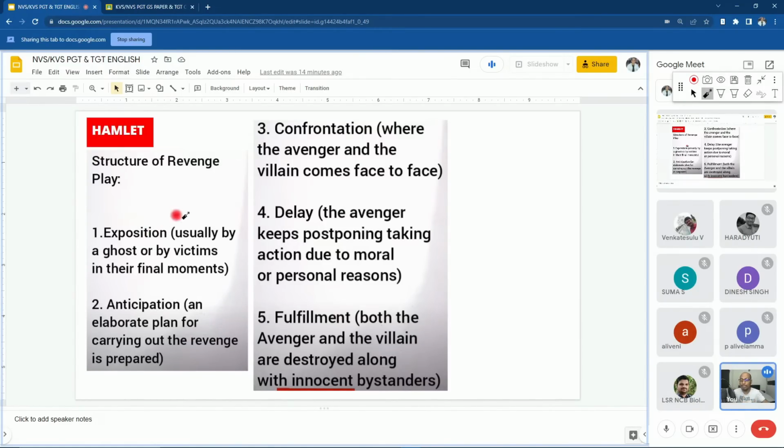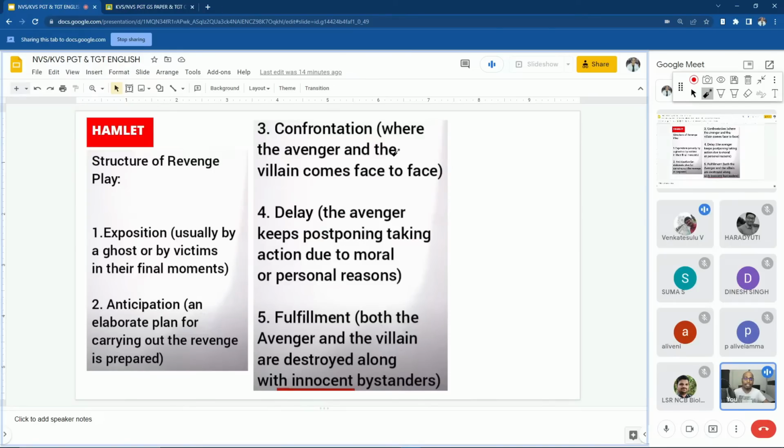It has exposition, usually by a ghost or by victims in their final moment. So somebody will reveal their death to the characters in the story. Then anticipation. An elaborate plan for carrying out the revenge is prepared. That means Hamlet has given an elaborate plan to kill Claudius. So that comes under anticipation. The first feature of the structure of a revenge play is exposition. The second feature is anticipation. I may be a bit fast, but that is the only way I can complete the syllabus.